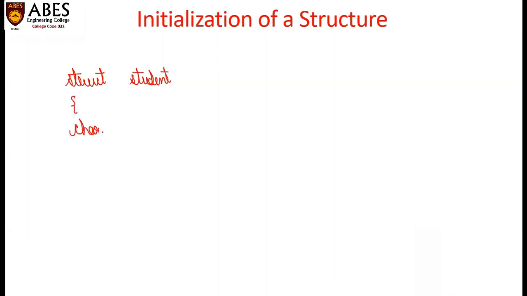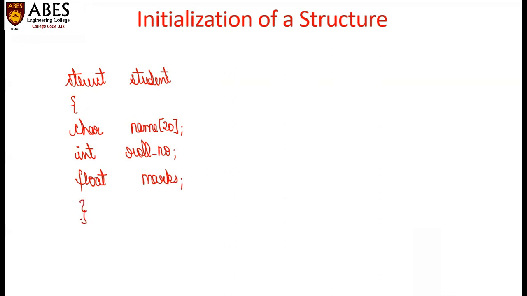The data members will be the same, just like in the previous slide. Char name[20], which can hold up to 20 characters. Then int roll number. Then float marks.